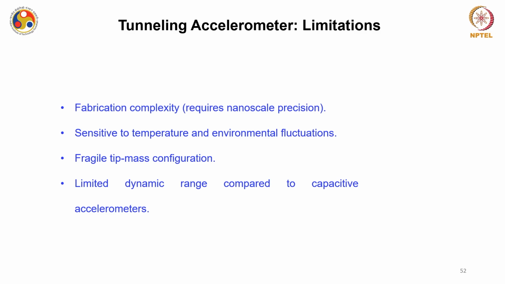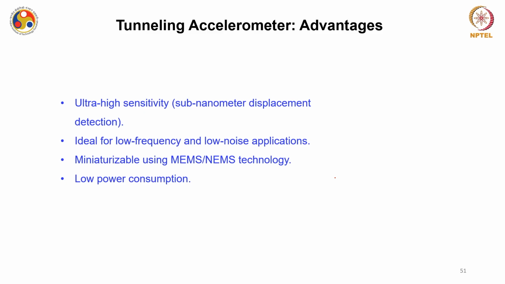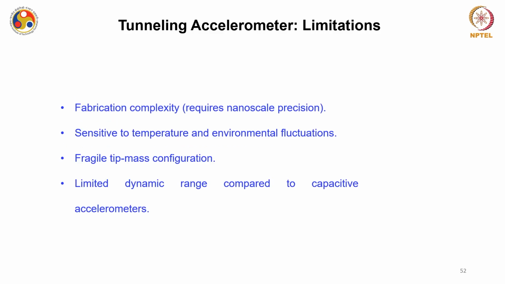The tip mass configuration is fragile. Particularly, a lot of cantilever structures are required. If you see here, you have the nitride cantilever, deflection electrodes, proof mass electrodes, tunneling tips, so many things are involved which are fragile basically. Then they have limited dynamic range compared to existing devices like capacitive devices.